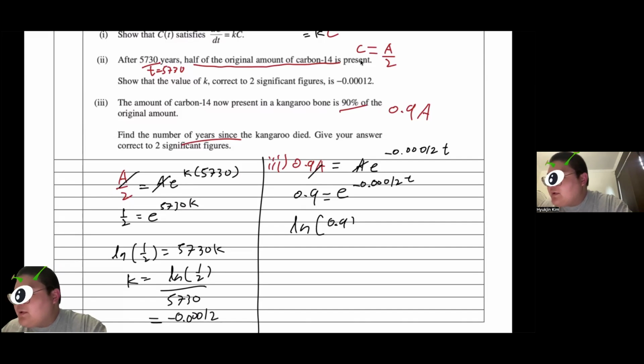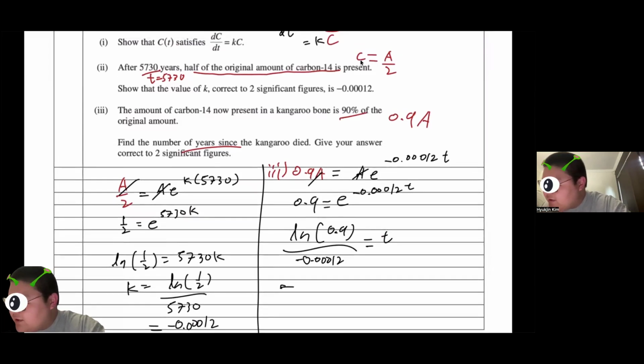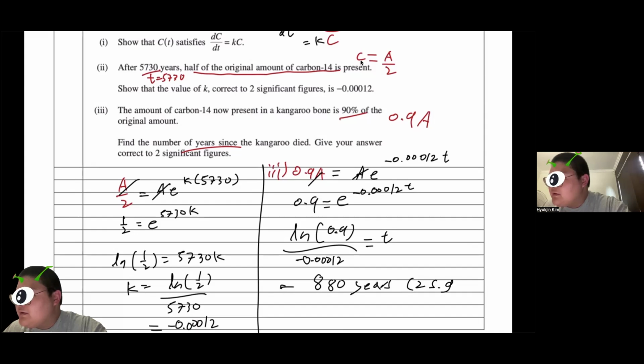At some point, you actually become fluent enough that you don't really need to write it out. I'm stupid. Clearly, I need to write it out. And now it becomes, give me 1 sec, I need to type it up. ln 0.9 all divided by negative 0.00012. 878 years. 880 years because the question says two significant figures.